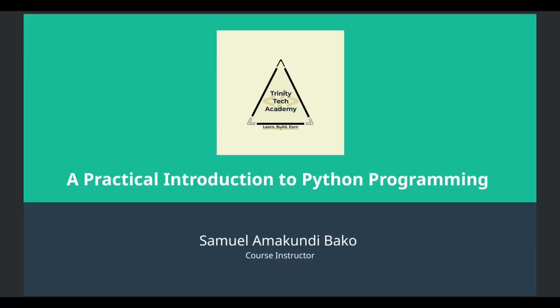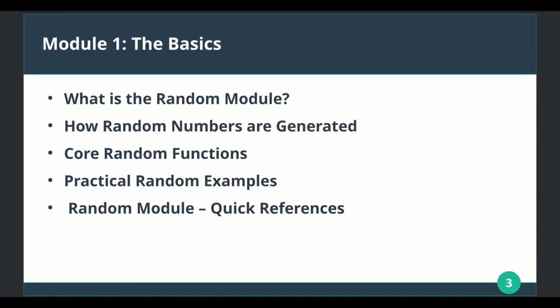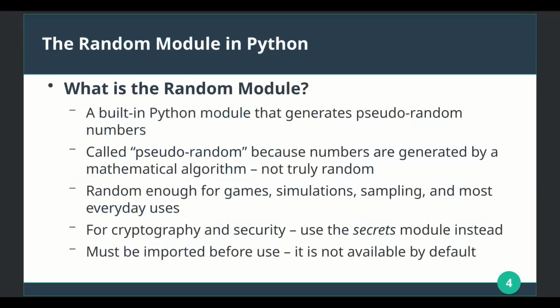We're going to continue our practical introduction to Python programming. In today's class, we're going to continue our first module, which is the basics, by learning about the random module in Python. What we're going to talk about in today's class: what the random module is, how random numbers are generated, the core random functions, practical random examples, and a quick reference of the random module. To begin with, what is a random module?